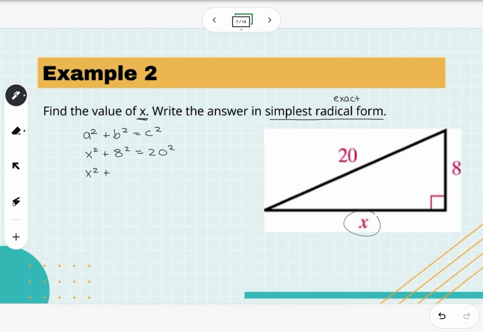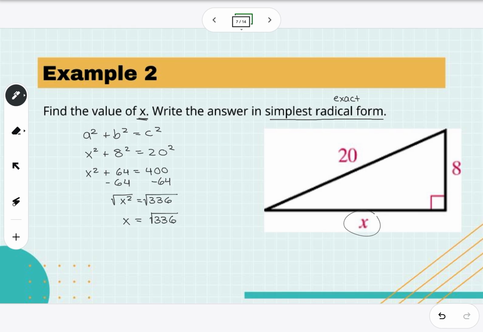x squared, 8 squared is 64. 20 squared is 400. Let's keep solving it. Minus 64, I'm getting x squared equals 336. I just want to solve for x, so I'm going to take the square root. So x equals the square root of 336, and we have to now figure out, can I simplify that any further? So here's where I want to kind of pause for a second.